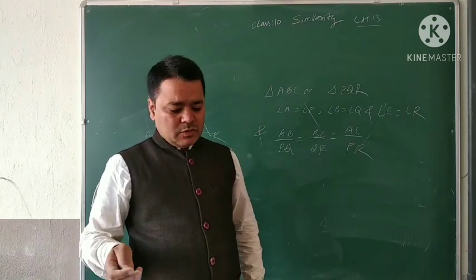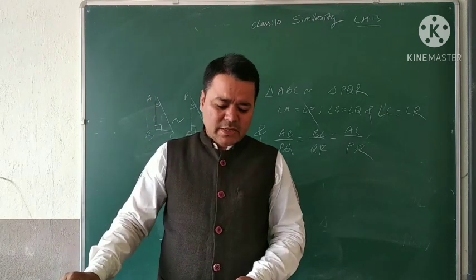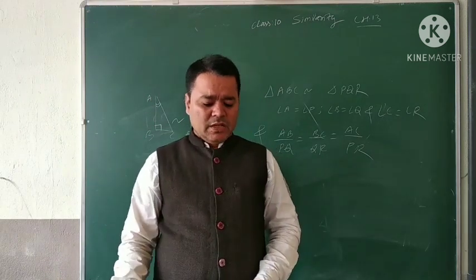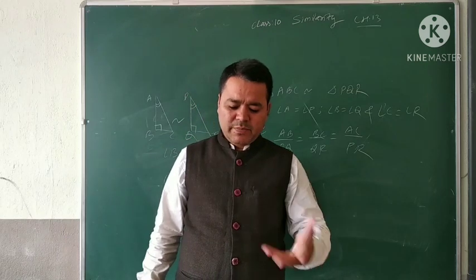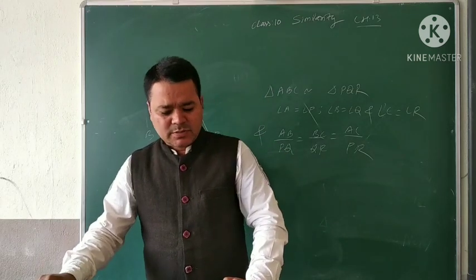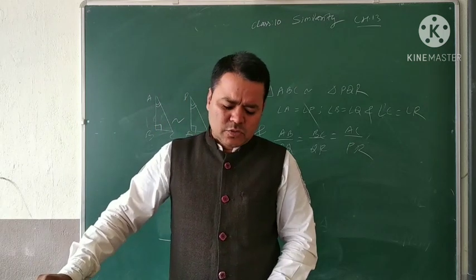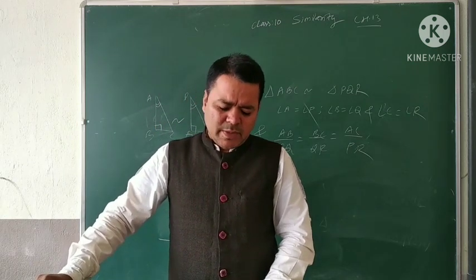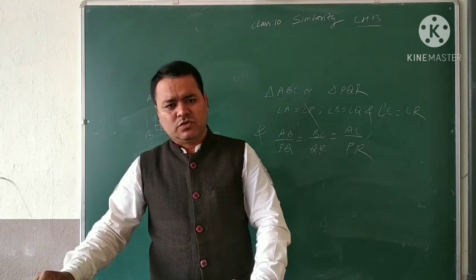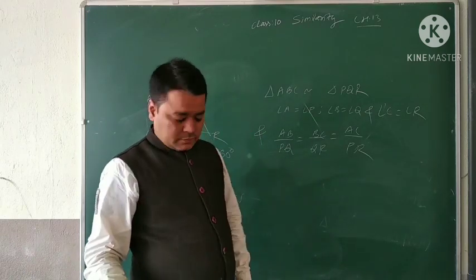Now question number three. It is given that triangle ABC is similar to triangle EDF such that AB is equal to 5 cm, AC is equal to 7 cm, DF is equal to 15 cm, and DE is equal to 12 cm. Find the length of the remaining sides of the triangle. How should we do this? Let us see.